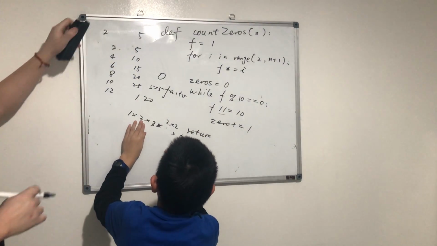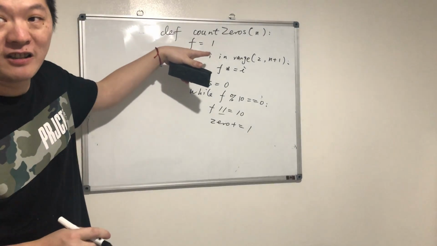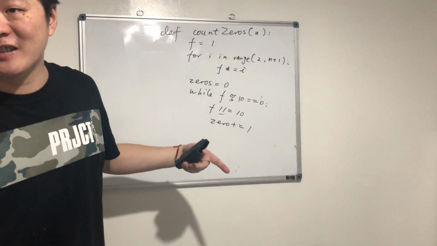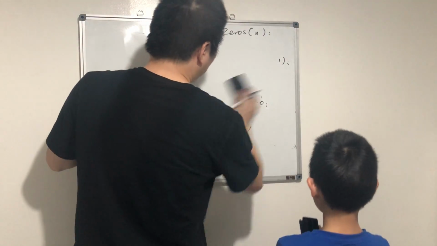How many 5s? We don't need to calculate the actual factorial. We just need to count how many 5s are in each number's factorial. So how can we do this?